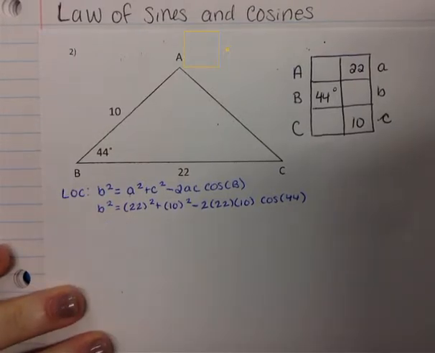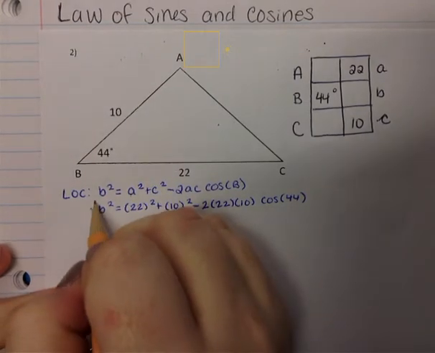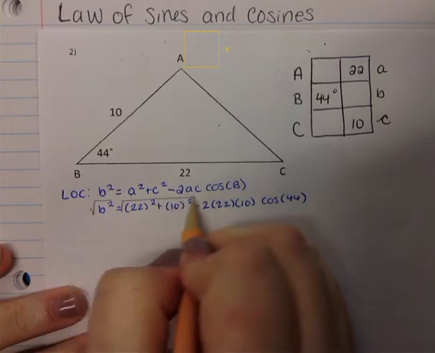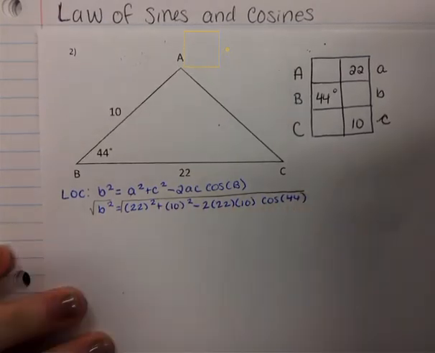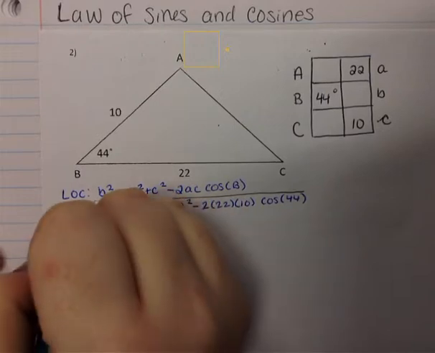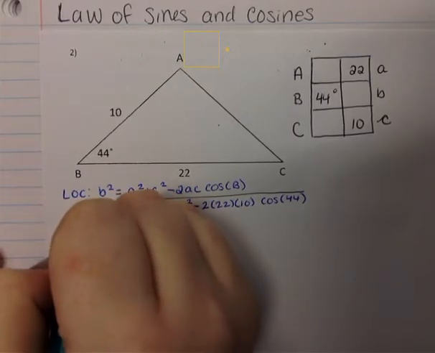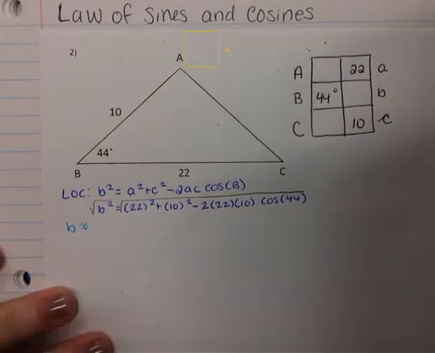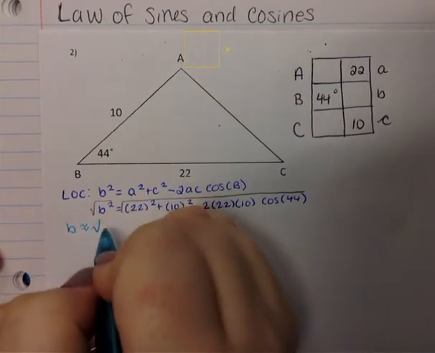So we can do all of this in our calculator at one time. We will take the square root of all of that. So in our calculator, b is going to be an approximation because we're taking the square root of something. It's going to be the square root of.